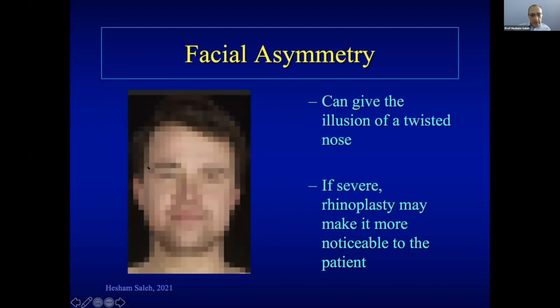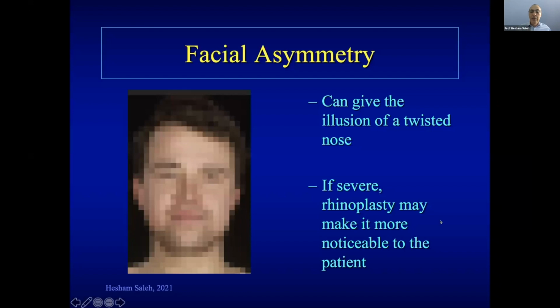Sorry to cover this, but you can see the eyebrow is much higher here than this. This is extreme asymmetry, which you will see in a small number of people. But this is hard because you have somebody with this severe asymmetry. It can give an illusion of deviated nose or twisted nose. And even when you straighten that nose, whatever you do is not going to work perfectly.